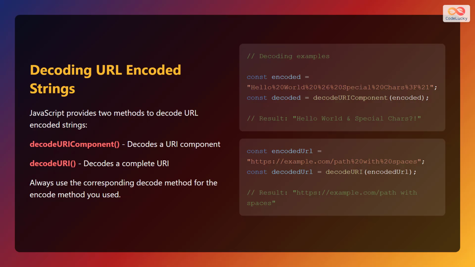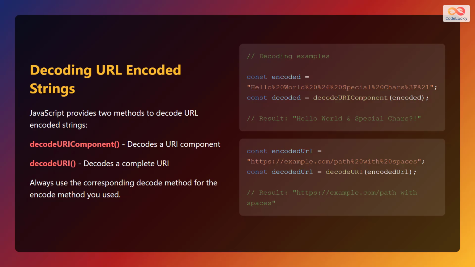To decode URL encoded strings in JavaScript, 2 methods are available. decodeURIComponent decodes a URI component, while decodeURI decodes a complete URI. Always use the corresponding decode method for the encode method you use to ensure proper decoding. Here are some examples. If you have an encoded string like hello%20world%20%26%20special%20chars%3f%21, decoding it with decodeURIComponent will give you "hello world & special chars?!".